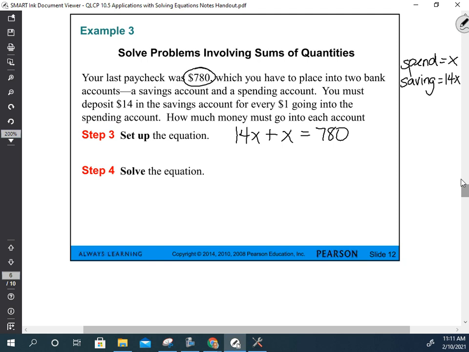Perfect. How much you're going to save plus how much you're going to spend equals your total paycheck. Save plus spend equals your total. So we've got our equation. Let's go ahead and solve it out. Now what do we do?